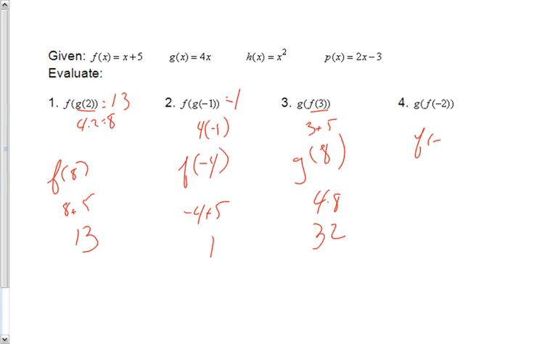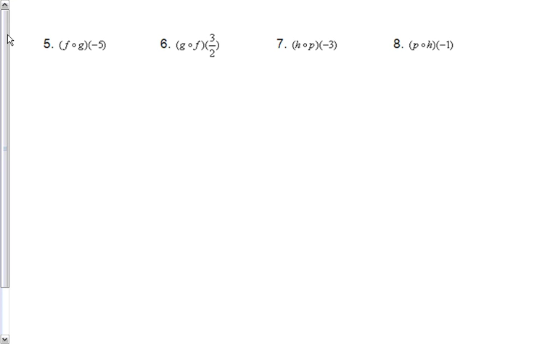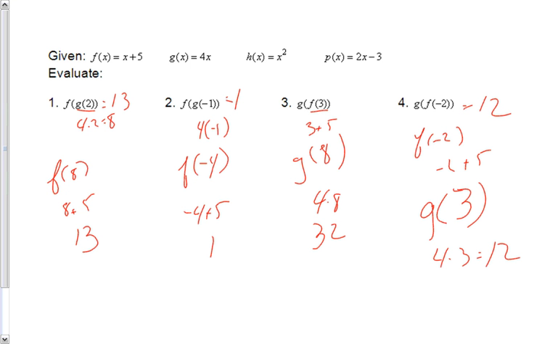So f of negative 2 is negative 2 plus 5, which is 3. And then g of that function, which is 4 times 3, which is 12. Okay, so you can see we follow and go. We have more practice here. Unfortunately, I'm missing my formulas, which doesn't really help too much. So make sure when you do these things, look at what you got.